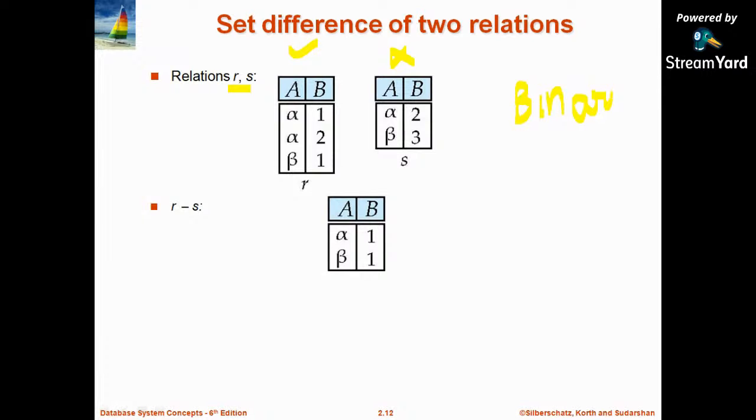You have to take all the rows which are present in R but not in S. It is represented with the minus sign, R minus S, like A minus B. Alpha comma 1 is present in R but not in S, so you can take it. Alpha comma 2 is present in both, so you cannot take it. Beta comma 1 is present in R, not in S, so you can take it. So only 2 rows will come. That is set difference, or the minus operation, A minus B.